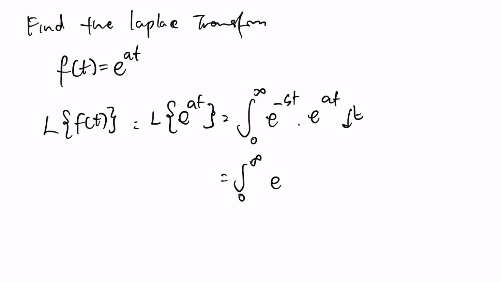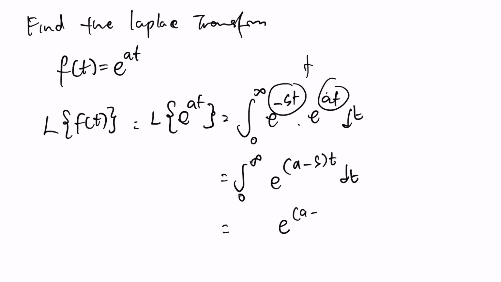What we have here is integration from 0 to infinity. We know that these two exponentials can be added together, so we put it as e to the power of (a minus s)t dt. So when we integrate this, we get e to the power of (a minus s)t divided by (a minus s), and then we integrate it from 0 to infinity.